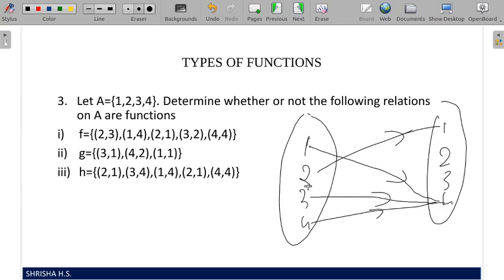So 1, 2, 3, 4 all have unique images. Also 1, 4, 3, 4, 4, 4 is not a problem because the image can have multiple pre-images. That's not a problem, and all pre-images are mapped to some image. Even 2 and 3, if they don't have pre-images, that's fine, that's also acceptable. So this is a function. The first thing we are seeing is 1, 2, 3, 4 all are mapped, and they are all mapped uniquely. So that's why this relation is a function.